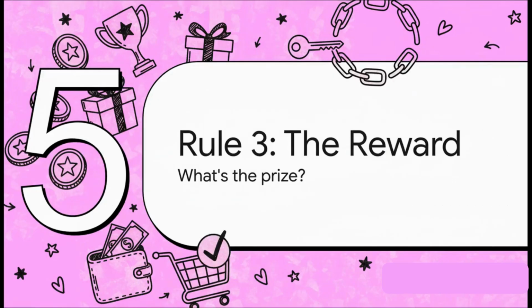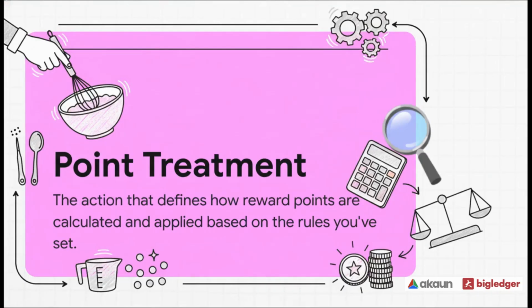All right, we have our conditions, we have our products. The last, and let's be honest, most exciting part of our recipe is defining the reward. What do our amazing members actually get out of this? We set this up using something called point treatment, which you'll find in the treatment tab. This is basically the action step. It's the part of the recipe that tells the system exactly how to calculate and hand out the reward points once all our rules have been met.